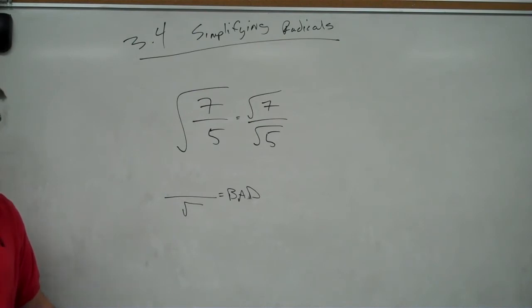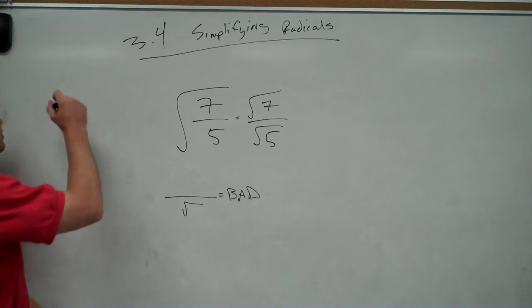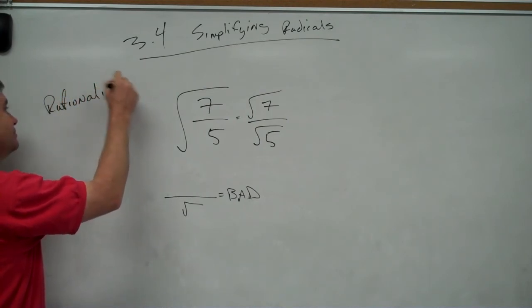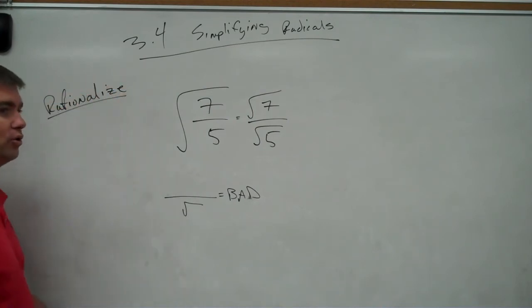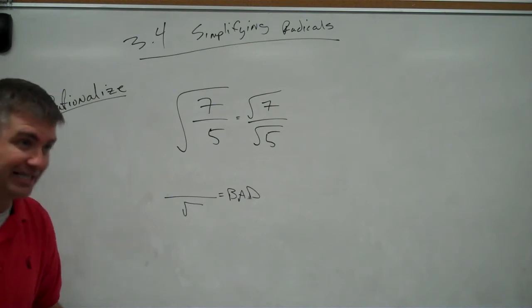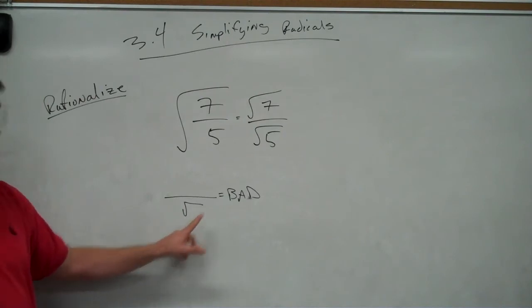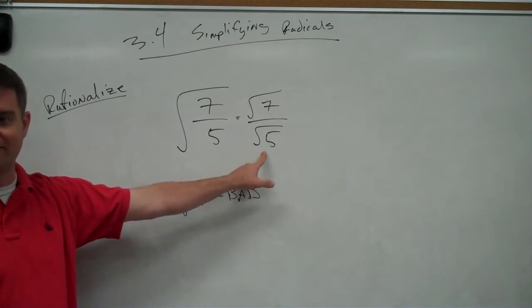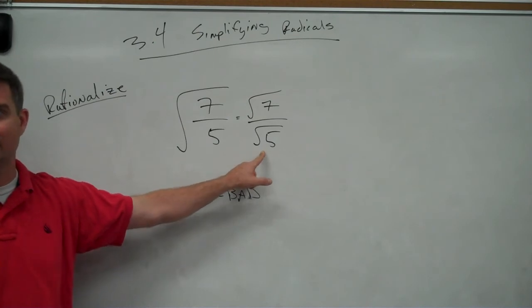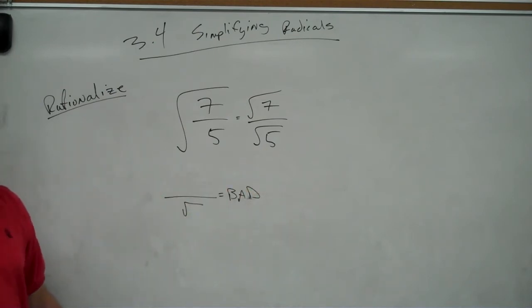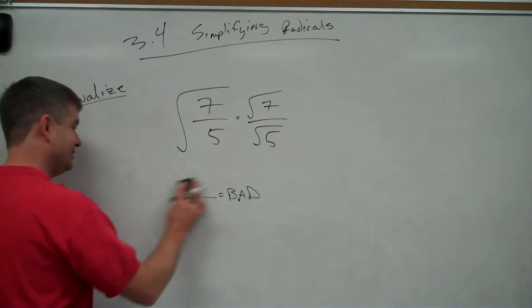Later on in trig, when you do the unit circle and all that, you always have to, here's the right term, rationalize. We are going to write that down. We're going to rationalize the denominator, meaning we're going to get rid of the radical. In this problem, we're sitting there with a root 5 in the denominator, and that's bad. That's kind of a simpleton way of saying it, but everybody understands bad.